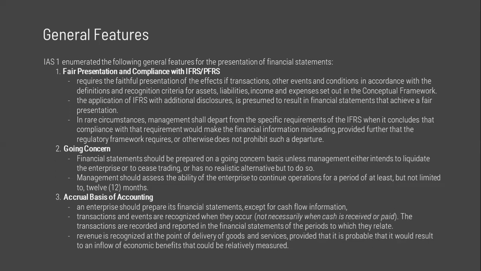If the entity has a history of profitable operations and ready access to financial resources, management may conclude that the entity is a going concern without detailed analysis. If there are material uncertainties on the entity's ability to continue as a going concern, those uncertainties shall be disclosed. If the entity is not a going concern, its financial statements shall be prepared using another basis. This fact shall be disclosed, including the basis used and the reason why the entity is not regarded as a going concern.